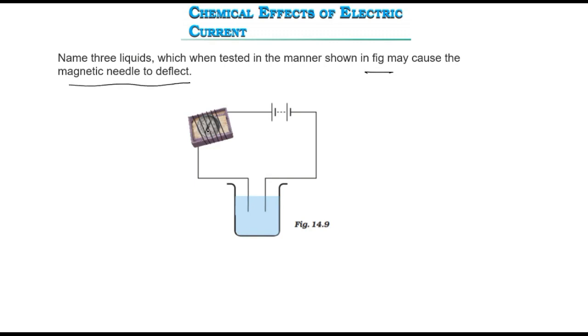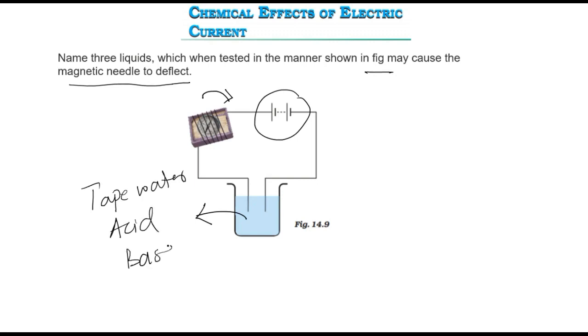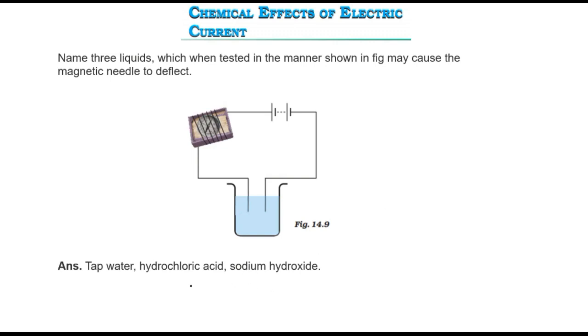So name 3 liquids which, when tested in the manner shown in the figure, may cause the magnetic needle to deflect. The magnetic needle will deflect only when the current flows. The battery is already connected, so this liquid either should be tap water that conducts electricity, or an acid or base, or any salt, right? So this is an acid, hydrochloric acid, this is a base, and tap water contains many minerals as well as salts, right? So this is the answer.